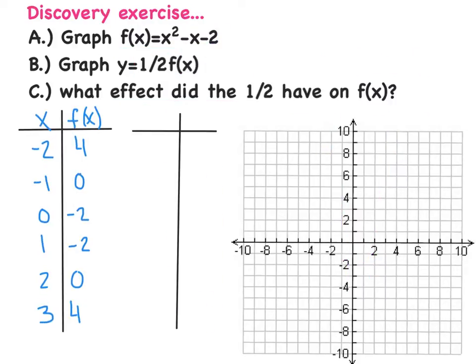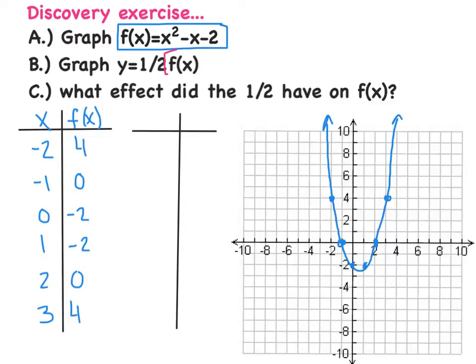Our second discovery exercise, we're going to start off with the exact same original function. So part A is exactly the same, and I imported the same table of values. So I'm going to work on plotting those points. And then we can already start to ask ourselves, what's going to happen if I multiply this function by a factor of 1/2? And we'll see how well I can connect these dots here. Relative min at x equals 1/2. Okay, so here we go.